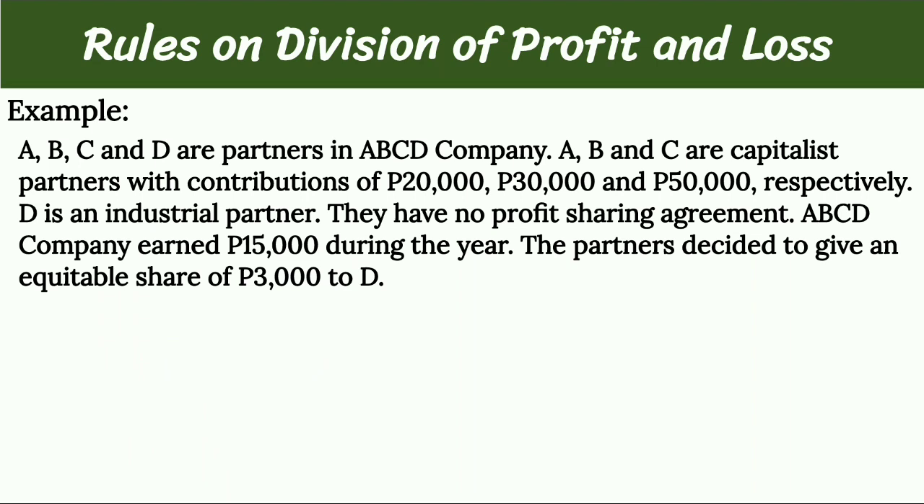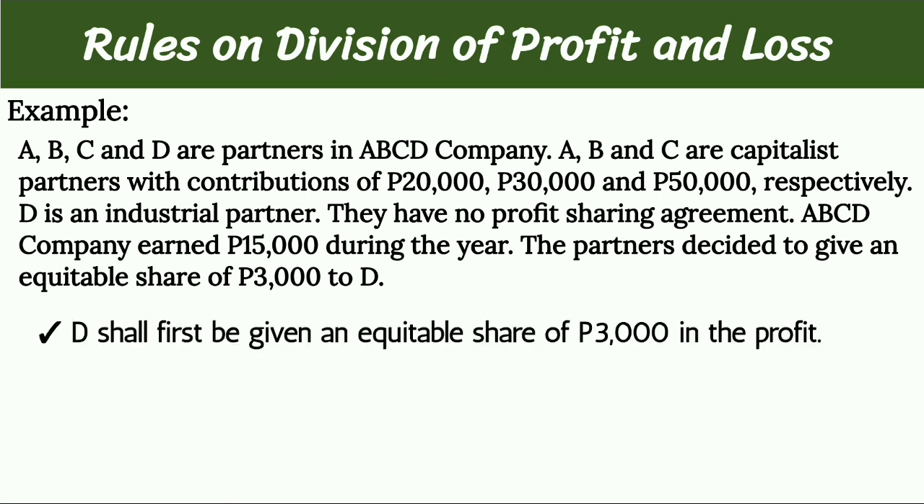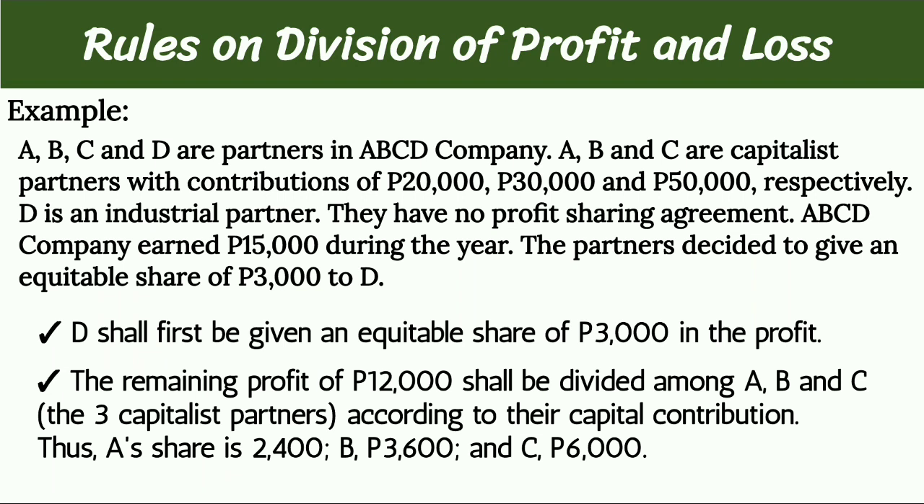So, ang profit ay 15,000 pesos, pero wala silang agreement kung paano nila hahatiin yung profit. In this case, ibibigay muna yung equitable share ni D sa profit. That is 3,000 pesos. So, ang natitira na lang ay 12,000 pesos. The remaining profit of 12,000 pesos shall be divided among the three capitalist partners according to their capital contribution.